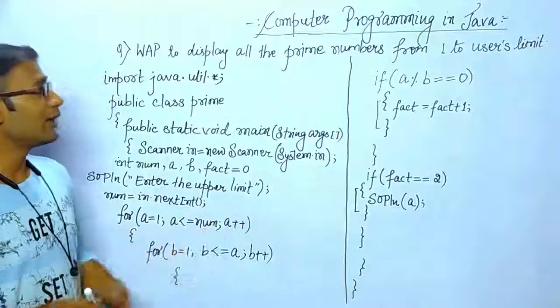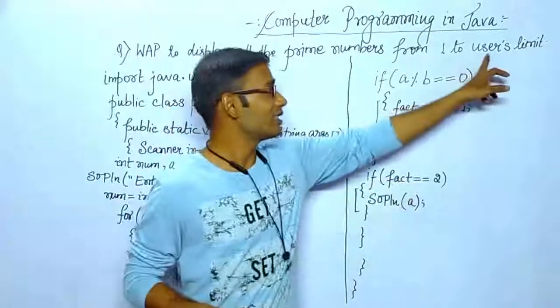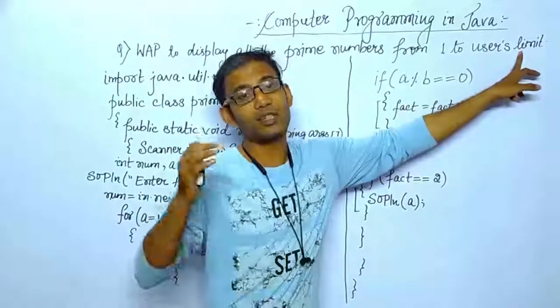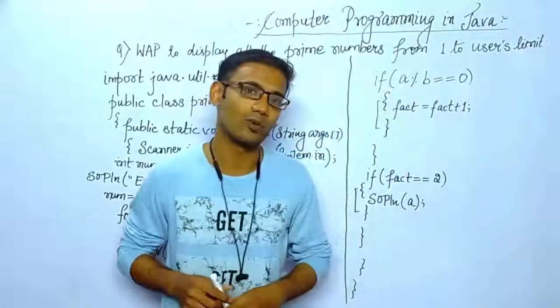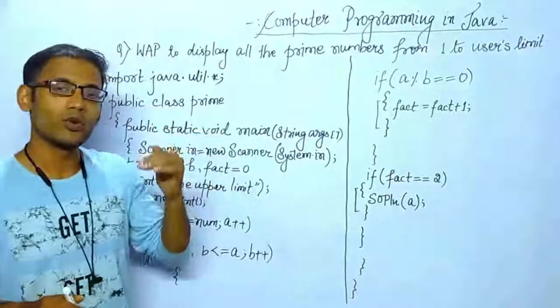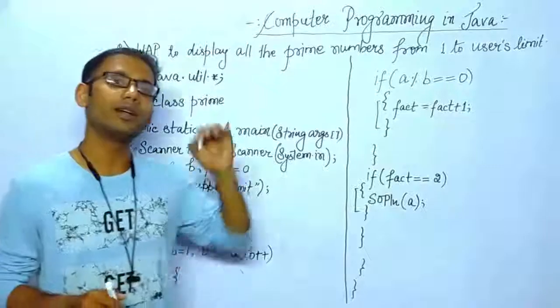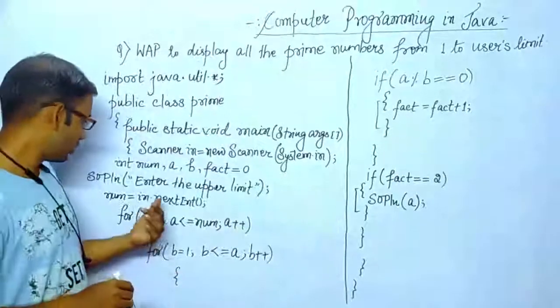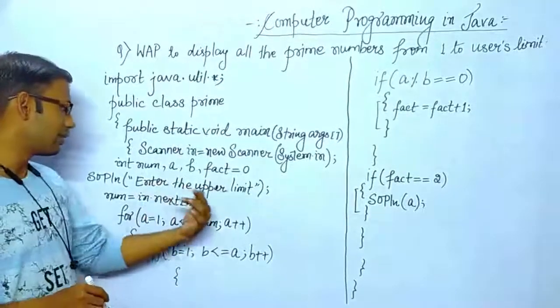What is the upper limit? Why have I utilized it over here? Since in the question it is given user's limit, that means the top limit. Let's suppose the user gives the number 100. That means we are supposed to display all the prime numbers starting from 1 till 100. That is why I have given over here, enter the upper limit.